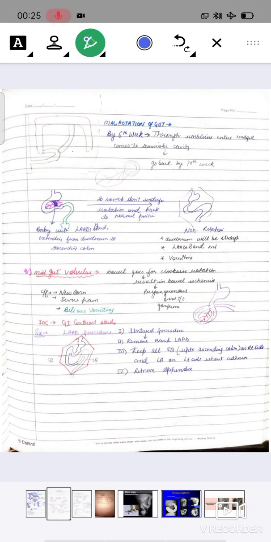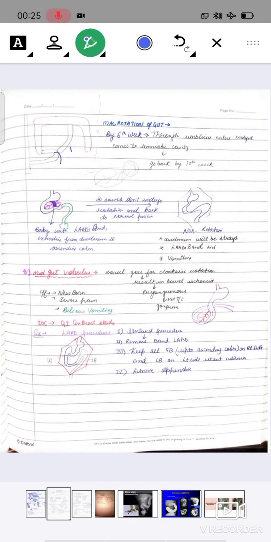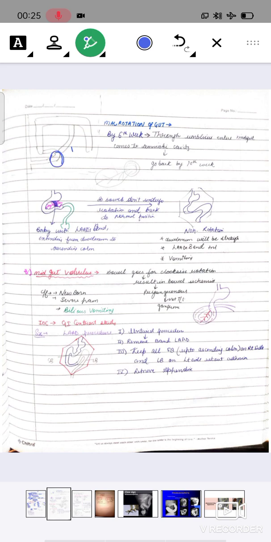Basically in this operation we will bring this distal ileum and form it into an ileostomy, whereas this proximal ileum will be anastomosed to this distal ileum. That is why it is known as Bishop-Koop operation or kidney-shaped ileostomy.